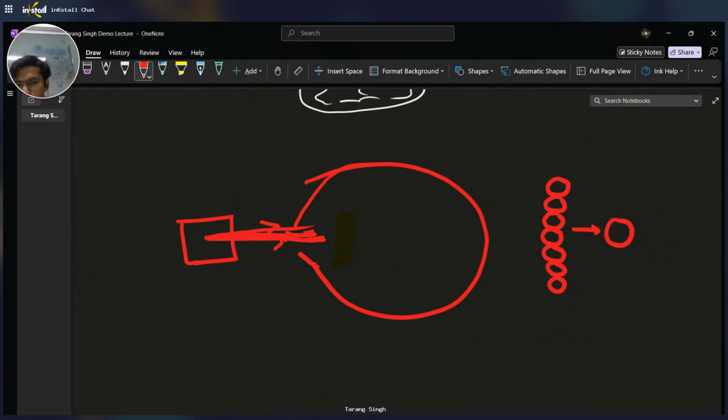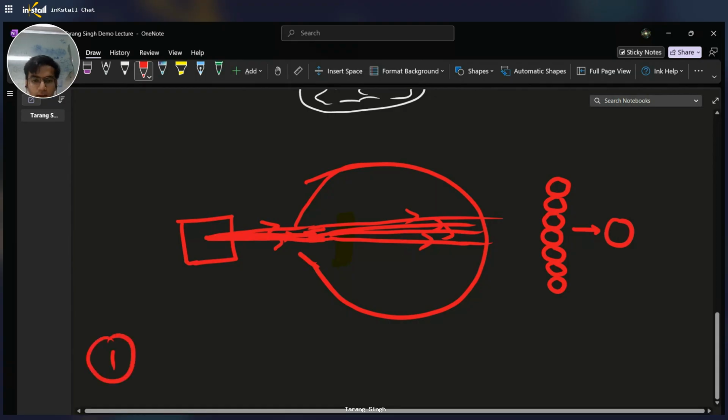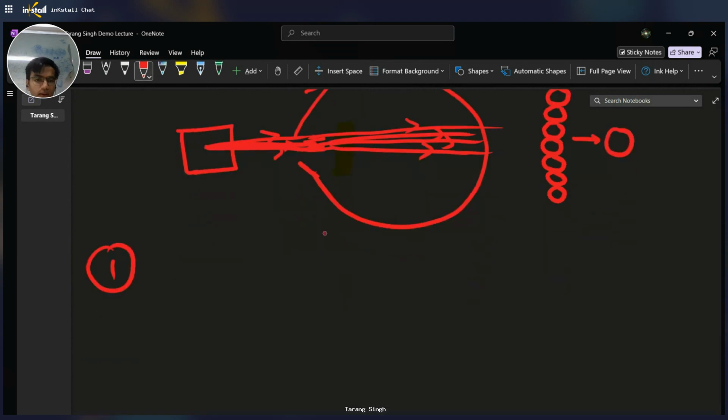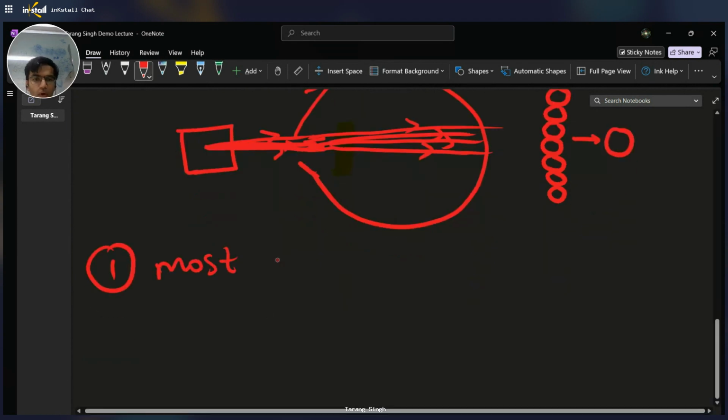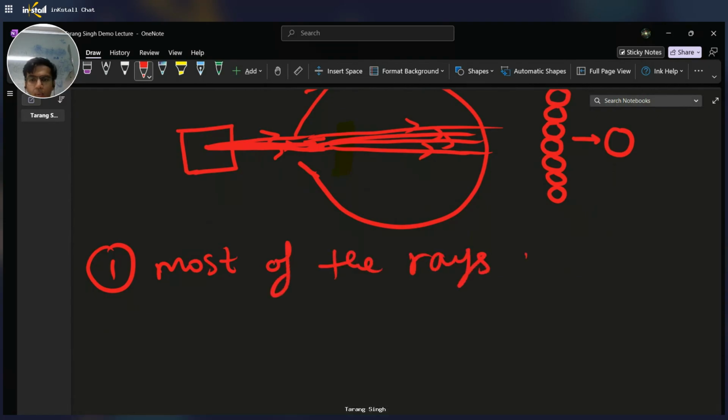So these beams of nuclei came, and most of the beams went right through. So most of them were undeflected. The first point that they inferred from the experiment was most of the rays were undeflected.